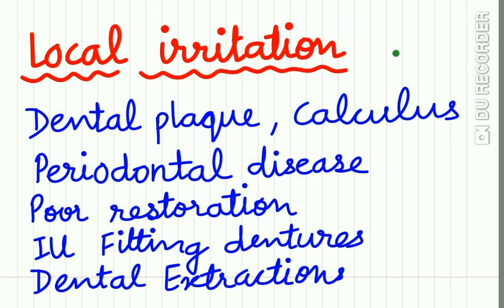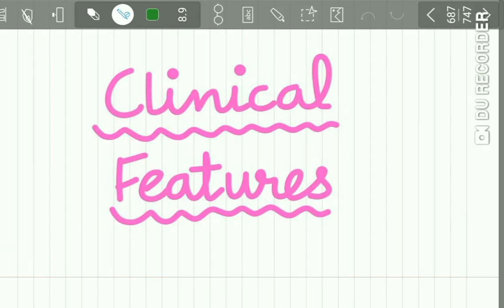The etiology of PGCG is local irritation to the gingival tissue due to dental plaque, calculus, periodontal disease, poor restoration, ill-fitting dentures, and post-dental extractions.